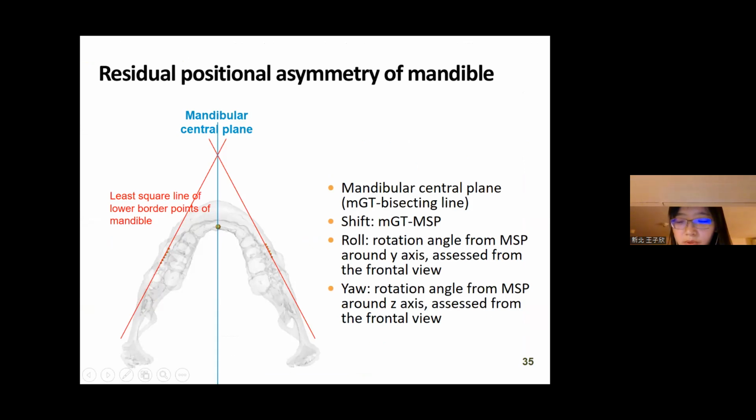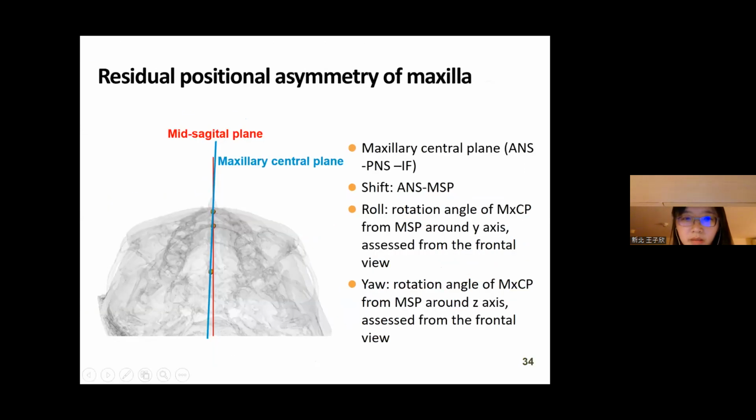And maybe in the future, we can cooperate with some engineers to help us define the central plane automatically by some system that can make it more accurate, instead of counting on an experienced doctor to help define the central plane.